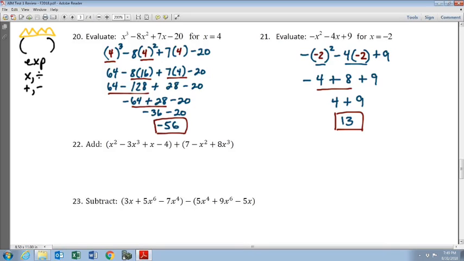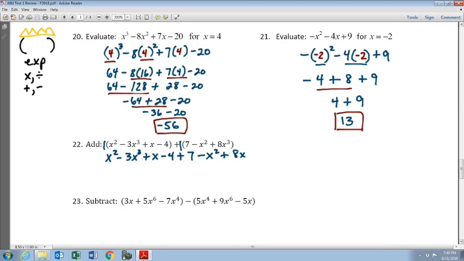On number 22, we're adding 2 polynomials. Now, if we had to write some numbers in front here, they would be 1s. And 1 times anything is itself. We can just drop the parentheses anytime we're adding 2 polynomials. So that's what I'm going to do here. Or you can just ignore them and combine your like terms. So that's what we're going to do next here.